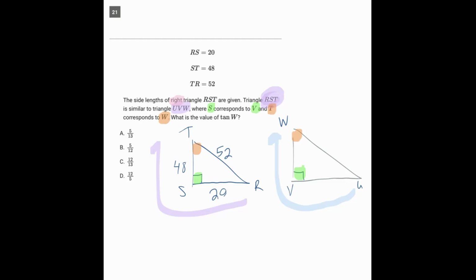And so we're hearing about the tan of W. So this is our theta. And what does it mean to be similar? It means they have the same angles, not the same sides. The sides are proportional, but they have the same angles. So if we're being asked about the tan of W, we may as well be asked about the tan of T because they're the same angles by definition.